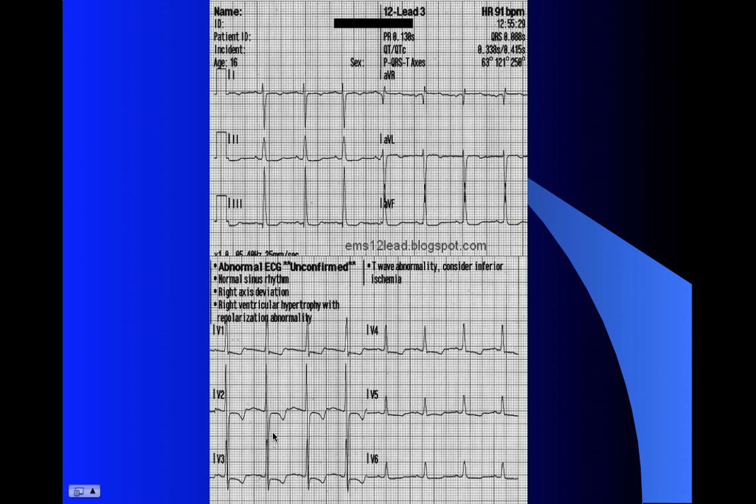It would not be unreasonable to get some posterior leads to reassure yourself, but you do often see this type of appearance. And otherwise, it's pretty straightforward. Same kind of deal as LVH, just in the other direction.